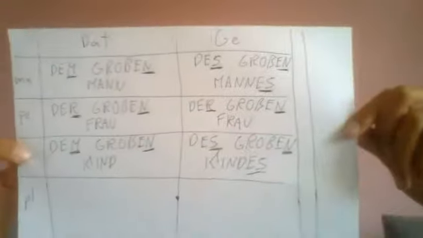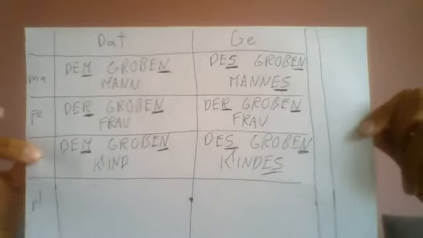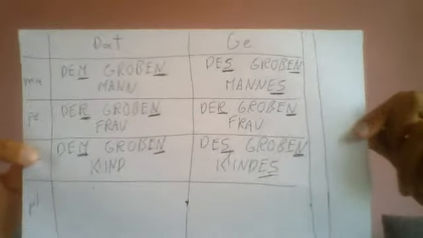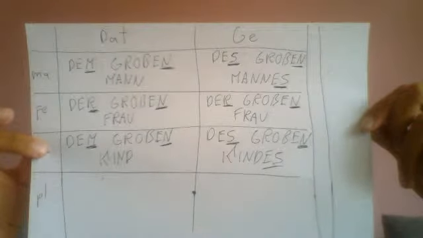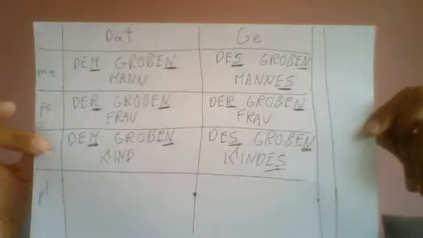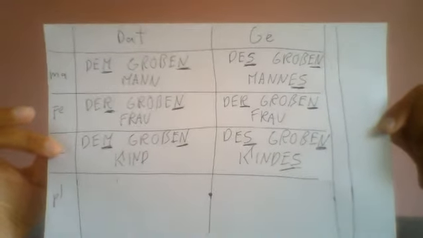So it's not hard. Nominative and accusative you have e for singular. Only the masculine is an exception. And for the other ones, you have en. For plural, you have en. And for dative and genitive, you have en. So dem großen Mann, der großen Frau, dem großen Kind, des großen Mannes, der großen Frau, des großen Kindes.